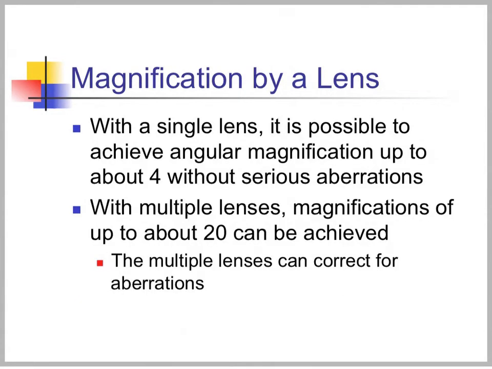So with a single lens, it's possible to achieve angular magnifications up to about 4 without serious aberrations or blurring of the image. However, with multiple lenses, magnifications of about 20 times can be achieved. And multiple lenses can correct for aberrations.